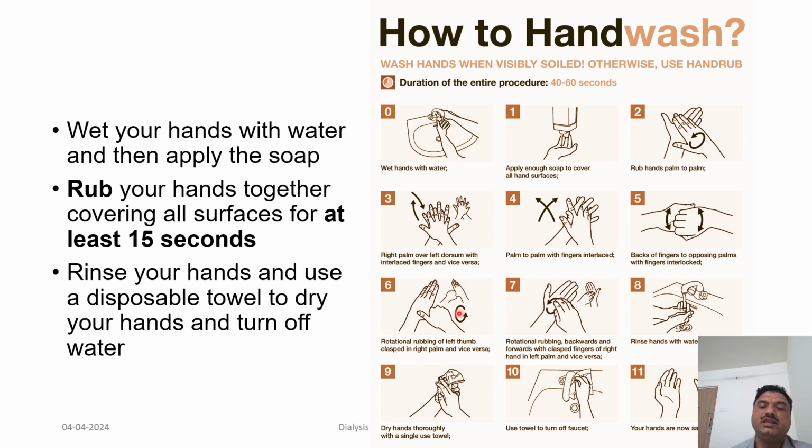Finally, rotational rubbing of one thumb while clasping the thumb with the other hand, and vice versa. Then rotational rubbing, backward and forward movement with clasped fingers of one hand on the palm of the other hand, and vice versa. And finally, rinsing the hands with water.